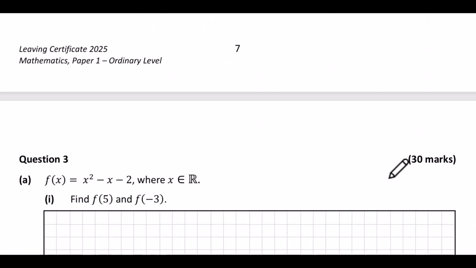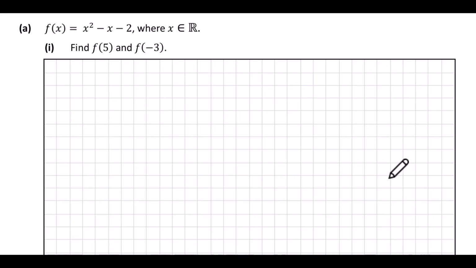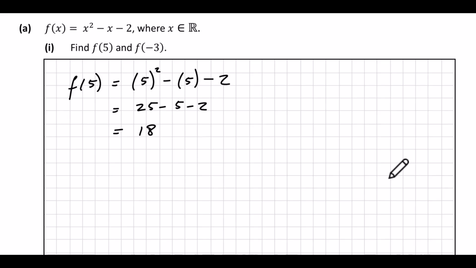Okay, next question then. Question 3, we have a function. It is f of x equals x squared minus x minus 2. We just got to find f of 5 and f of minus 3. So f of 5 then is just going to be, you take out the x's, you put in the 5. So it's going to be 5 in brackets squared minus, again in brackets, 5, minus 2. So when you do that, you get 5 squared, which is 25, minus 5 minus 2. So that's 18.